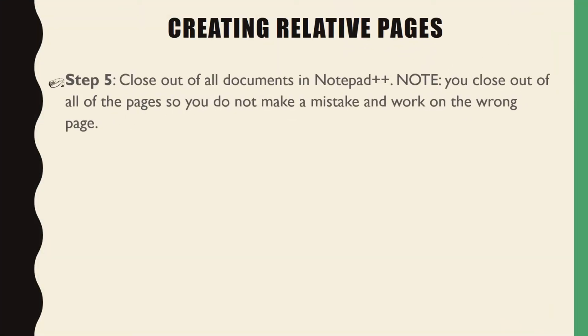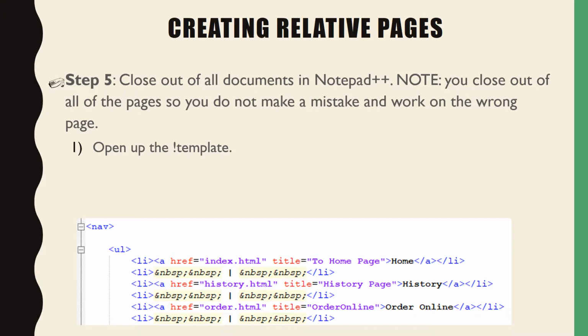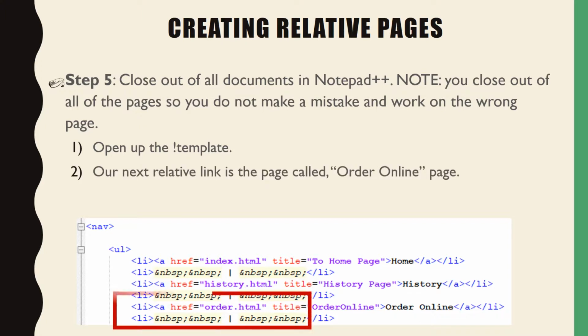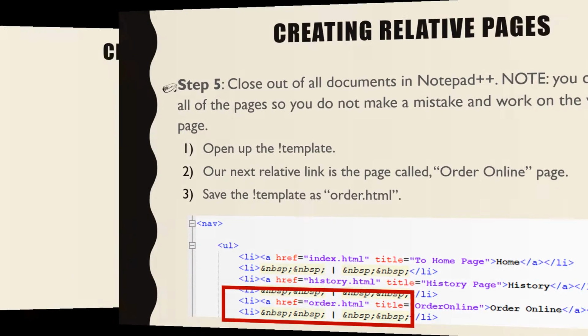Step 5. Close out of all documents in Notepad++. Note, please close out of all the pages so you do not make a mistake and work on the wrong page. Open up the template. Our next relative link is the page called Order. Save the template as order.html.